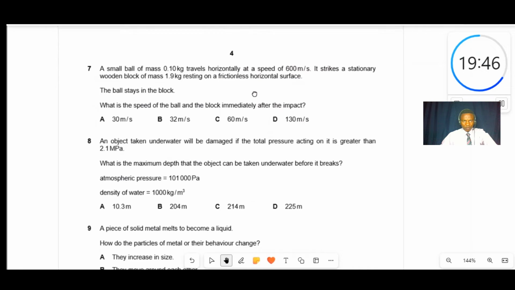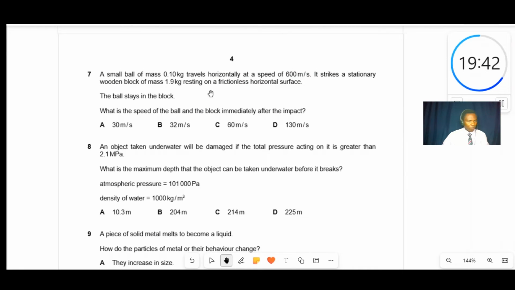Question 7. A small ball A of mass 0.1 kg is traveling horizontally with a speed of 600 meters per second, and then it strikes a stationary wooden block B of mass 1.9 kg resting on a frictionless surface.